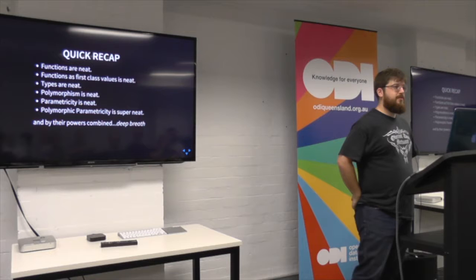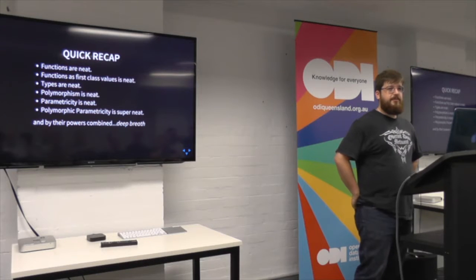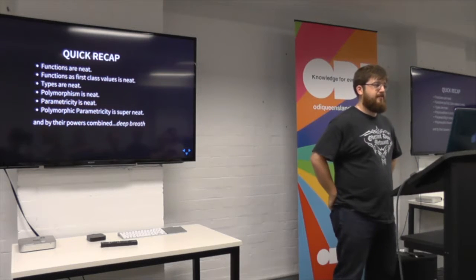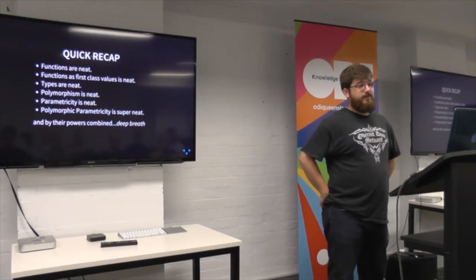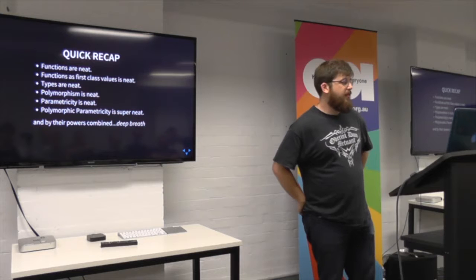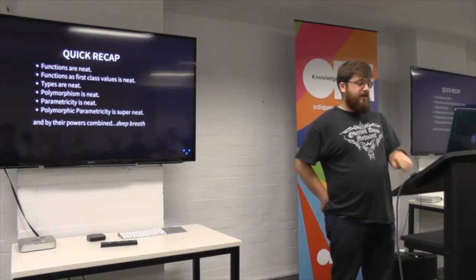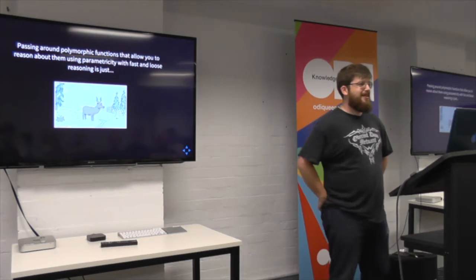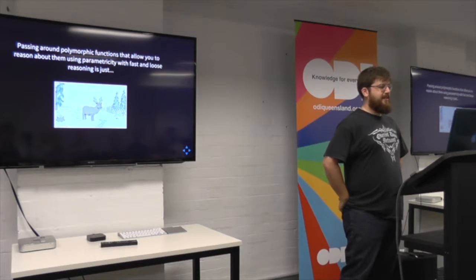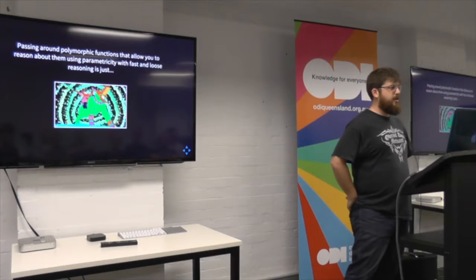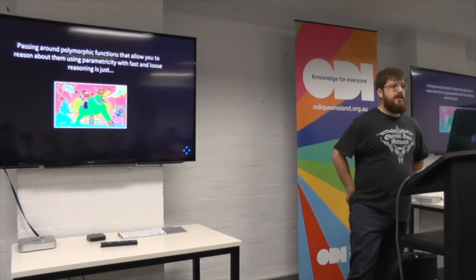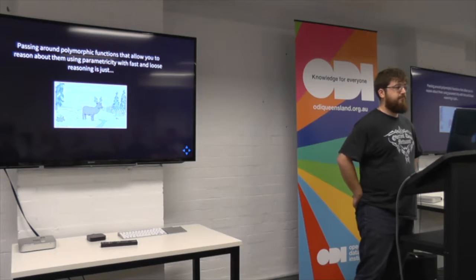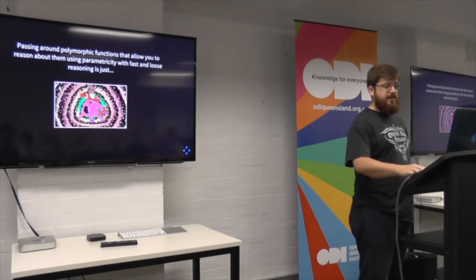Functions are neat. Being able to pass them around as values and treat them as first-class citizens is also neat. Types generally make your life a lot easier. Polymorphic types even better. And when you combine them with polymorphic parametricity, you get the wrong slide. But generally, everything just gets a little bit more awesome. You can reason about your code, everything's predictable, and you can take a giant hatchet to it, and the compiler will help you come out the other side.